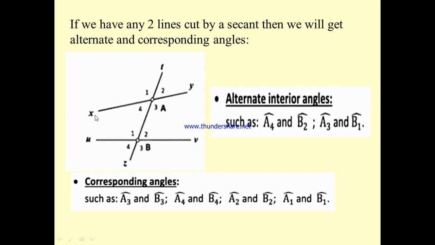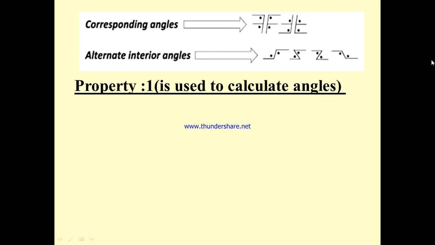A3 and B1, like this one, Z shape, A4 and B2. Corresponding angles having F shape, like this one, F shape, A3 and B3, another F shape like the 7 shape, A4 and B4, and I have a lot of corresponding angles. Corresponding angles are angles having F shape or similar to the F shape, because it could be opposite to the F shape, and alternate angles are also similar to Z shape.